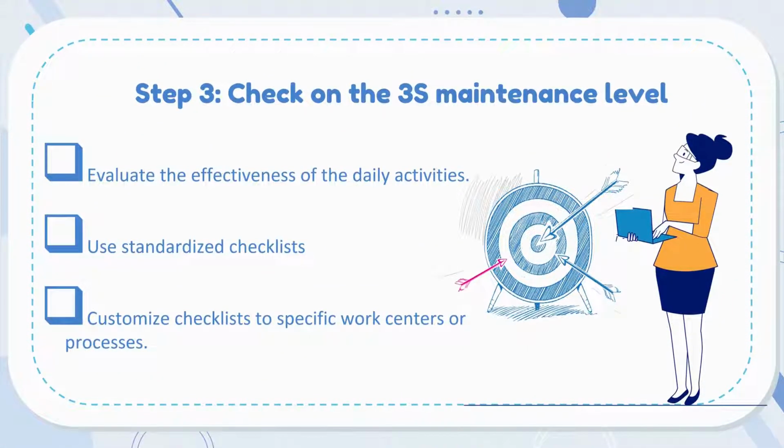Step 3. Check on the 3S maintenance level. When you have assigned the responsibility for 3S jobs and made it part of the team's daily work routines, the next step is to evaluate the effectiveness of these activities. Standardized checklists can be used for this purpose. On a standardized checklist, sort, set in order, and shine are ranked on a scale to evaluate the effectiveness of their maintenance activities. For checklists to make sense, they should be customized to specific work centers or processes.